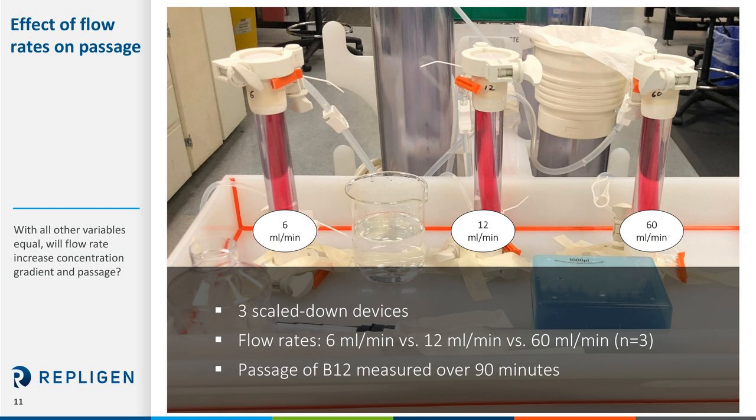So if we determine that flow has benefit on the concentration gradient against static, what if we took a look at different flow rates? Keeping all other things equal, will we see an increased concentration gradient or passage of vitamin B12? So in this experiment, we used three scaled down devices, repeating 6 mLs per minute, doubling to 12 mLs per minute, and going 10x at 60 mLs a minute. Again, we were looking at just the passage of vitamin B12, and we measured this over 90 minutes, looking at that initial rate of passage.